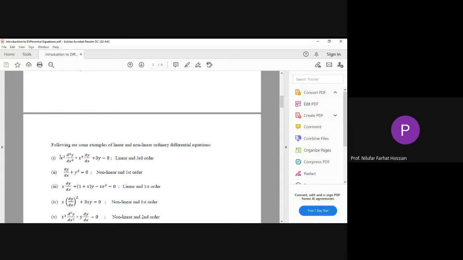So the second condition is also satisfied. So this equation is a linear equation. It is a linear ordinary differential equation. Now look into the second.